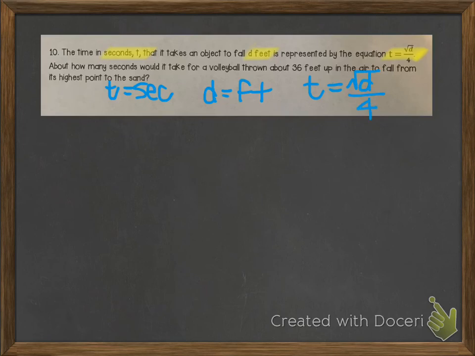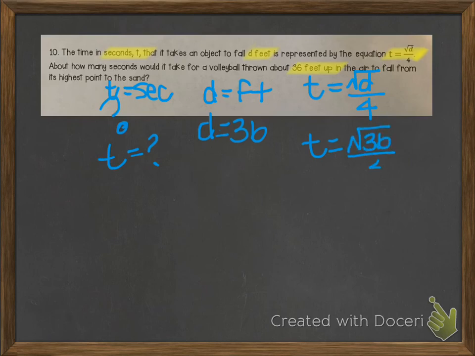How many seconds would it take for a volleyball thrown about 36 feet up in the air to fall from the highest point to the sand? So that means that we know that d equals 36. It's asking for the time, which is seconds, so we're looking for t. To plug in, we have t equals the square root of d, which is 36, divided by 4.